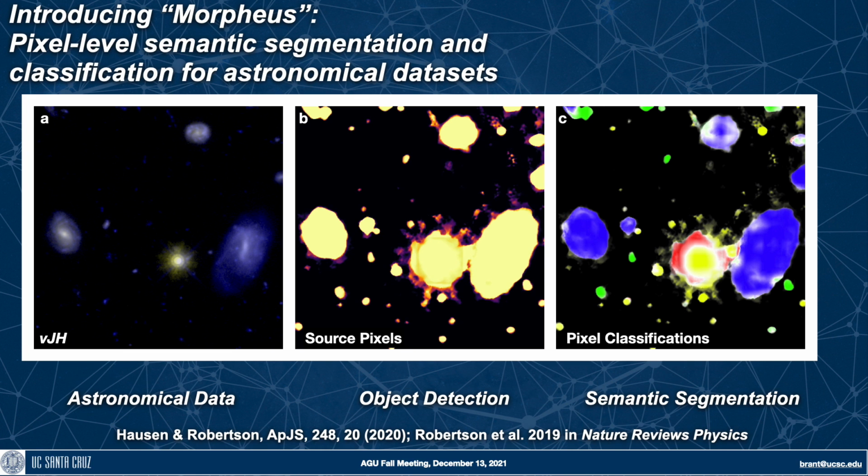Starting with Hubble Space Telescope data as seen on the left, Morpheus identifies which pixels contain sources and which belong to the background sky, seen in the center. As shown in the right panel, for every source pixel, Morpheus provides a classification into categories of interest. For astronomical objects, these classes include disk galaxies, spheroidal galaxies, irregular galaxies, and stars.